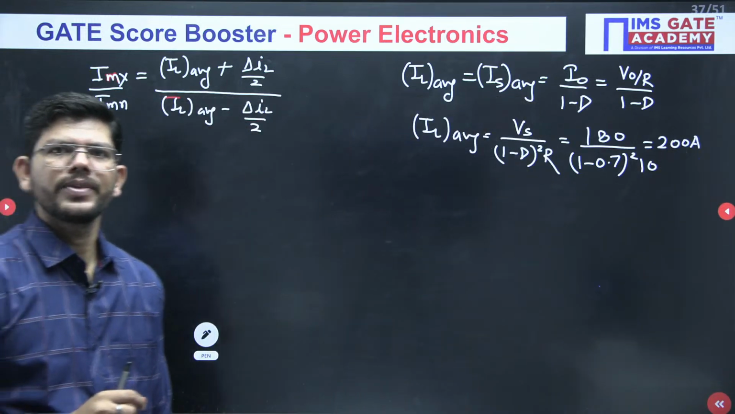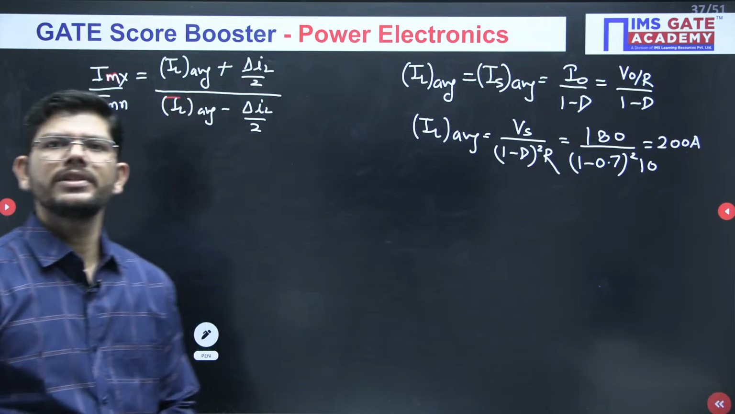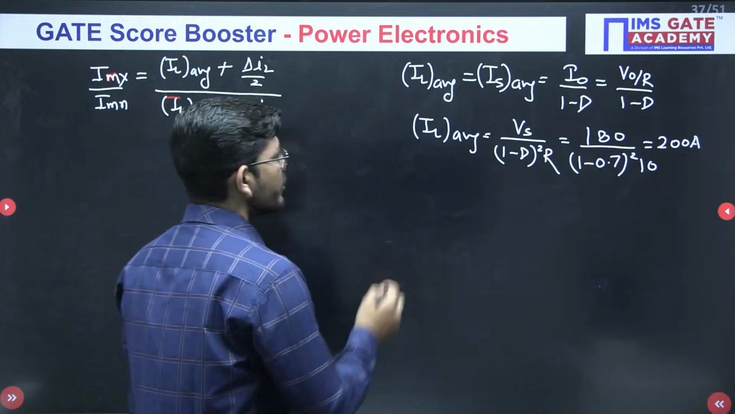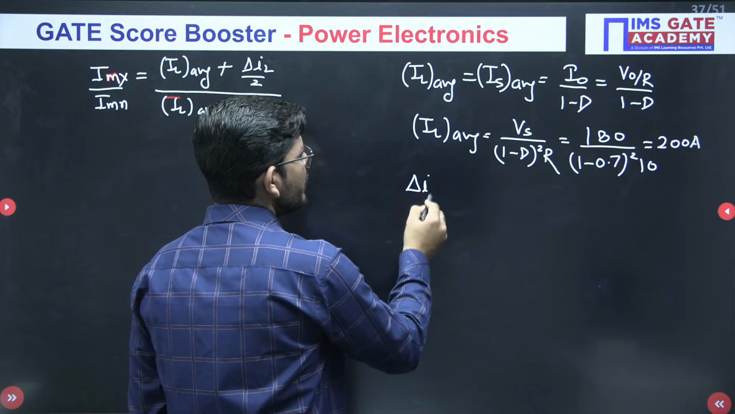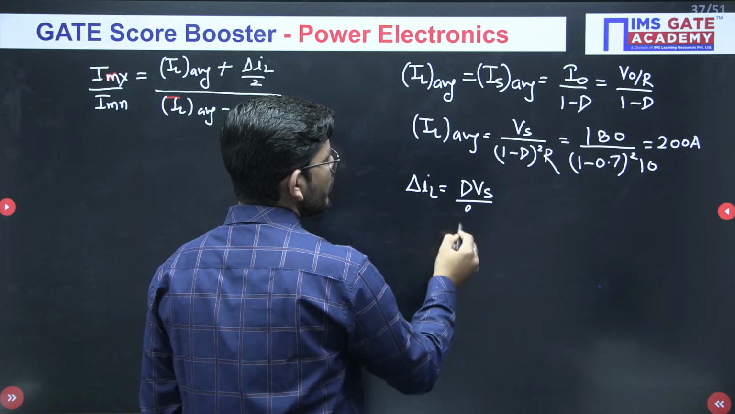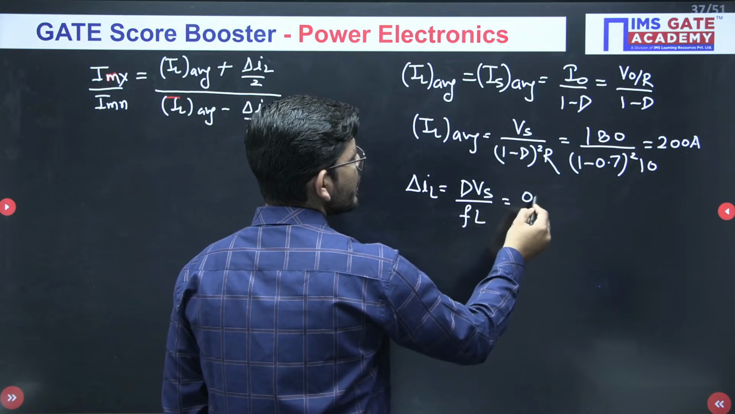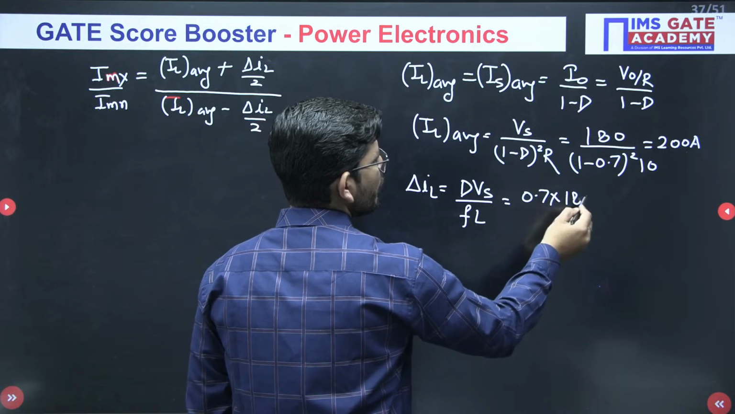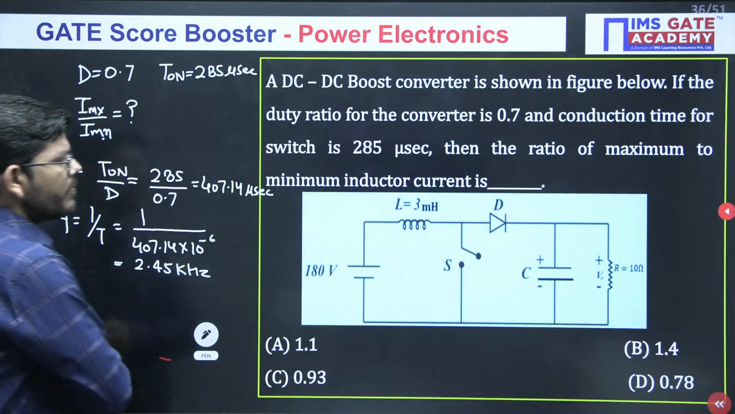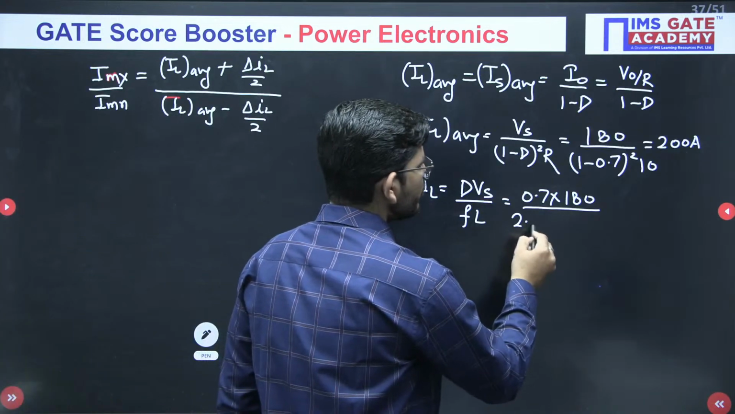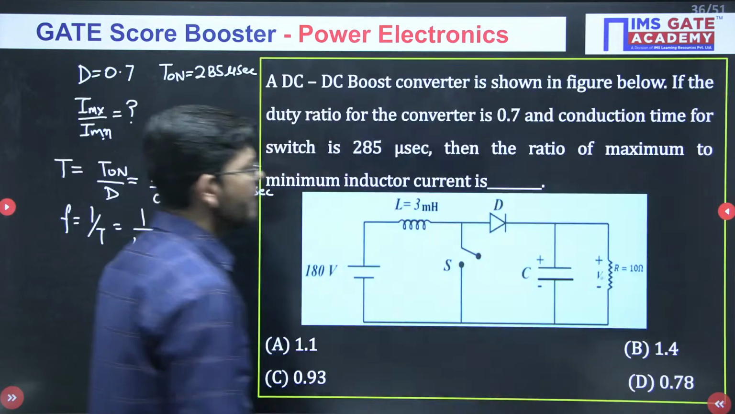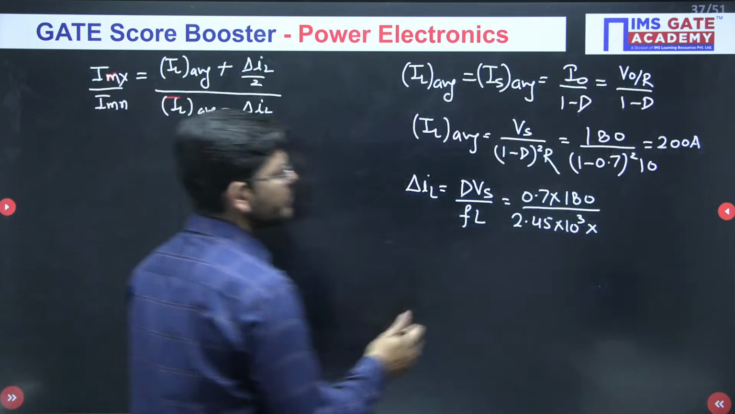So we have calculated one answer. Nilmesh is getting an answer 101.09. Very good, Nilmesh. That is correct. Okay. Then we require the value of delta IL. So delta IL in case of boost converter is dVs upon FL. Okay. So what is D? 0.7. Vs is 180. What is F? We have calculated 2.45 kilohertz. So 2.45 kilohertz into what is the value of L? 3 millihenry.